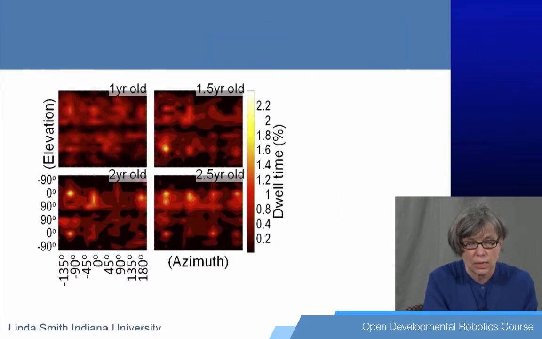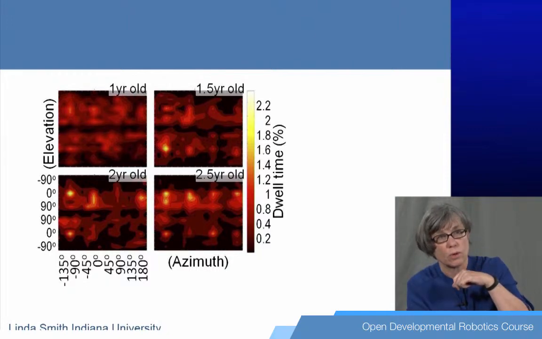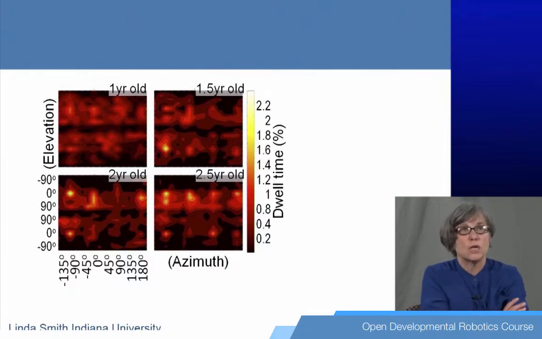This is what it looks like, okay? Now, the little view map up in the corner is a 1-year-old, then we have a 1.5-year-old, a 2-year-old, and a 2.5-year-old. Without even knowing what the axes are on this, you can see a lot about what's happening. The 1-year-old is kind of a schmear. And by the time you get to the 2.5-year-old, it begins to look like the adult.